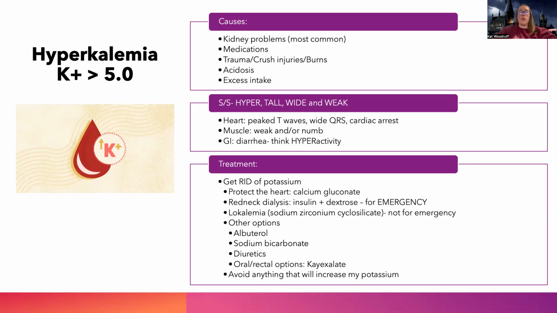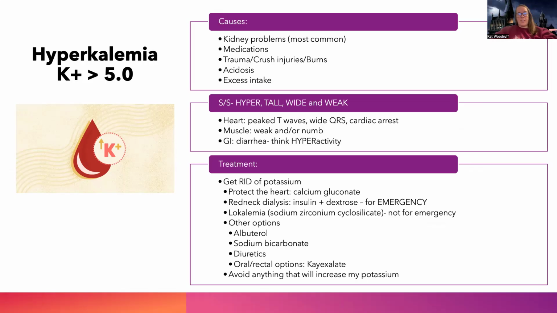So for the heart for hyperkalemia, things are going to be tall. So peaked T waves, that means they're very tall. You're going to have a wide QRS. They have a high chance of going into cardiac arrest. This is why we say you never push IV potassium. In the lethal injection, sometimes what is used is an injection of potassium, and that's because at very high doses or given rapidly, it can cause your heart to stop.